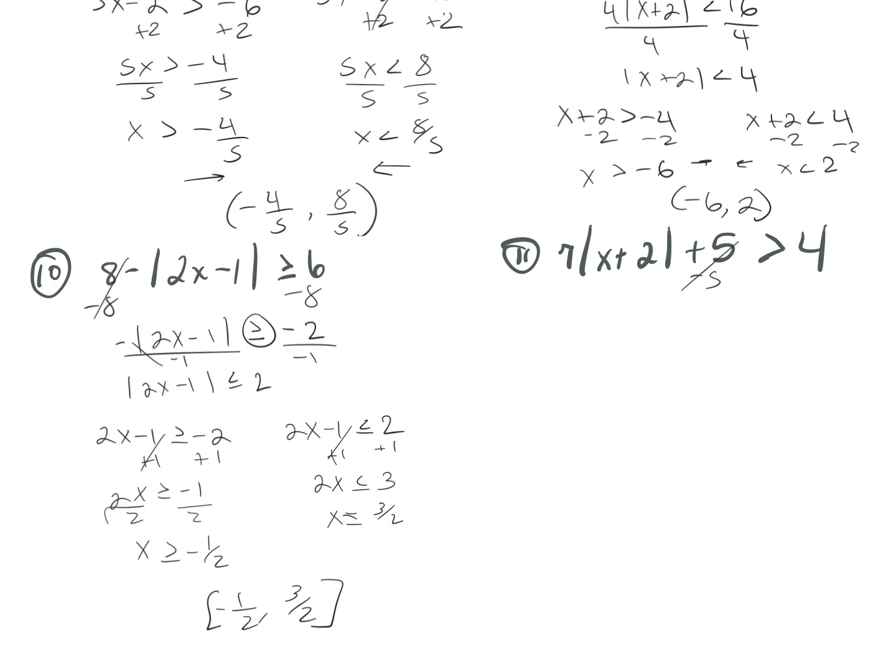So I'm going to subtract the 5. So we get 7 times the absolute value of x plus 2 is greater than negative 1. I'll divide by 7, and I'm left with the absolute value of x plus 2 is greater than 1 over 7. I don't know why I wrote negative 7. It's not a negative 7. Okay. So we get that the absolute value of x plus 2 is greater than negative 1 over 7. Again, we have a negative number right here. So this is not possible, so it's a no solution.